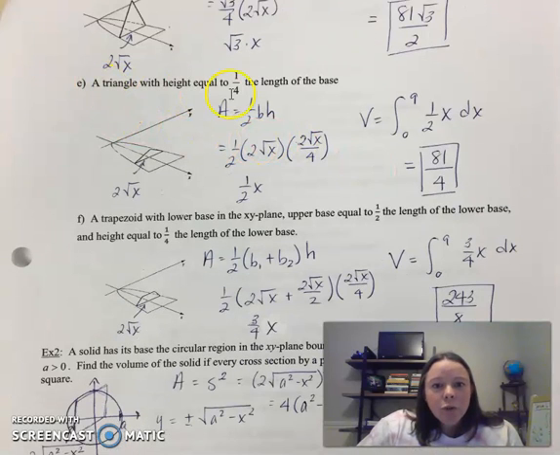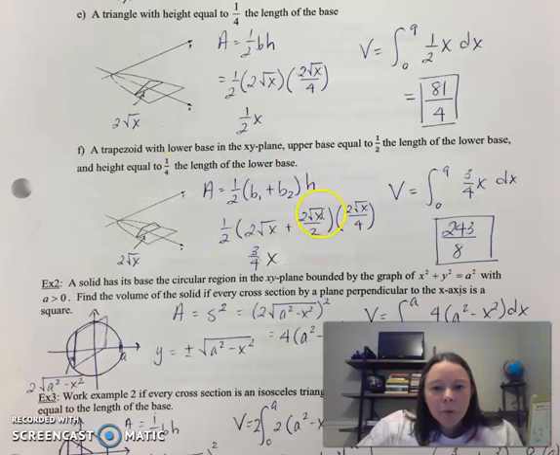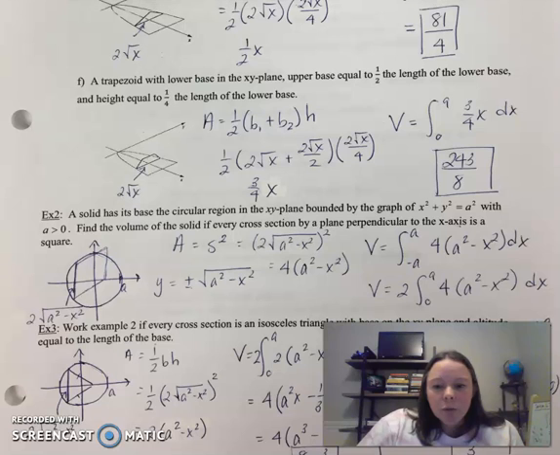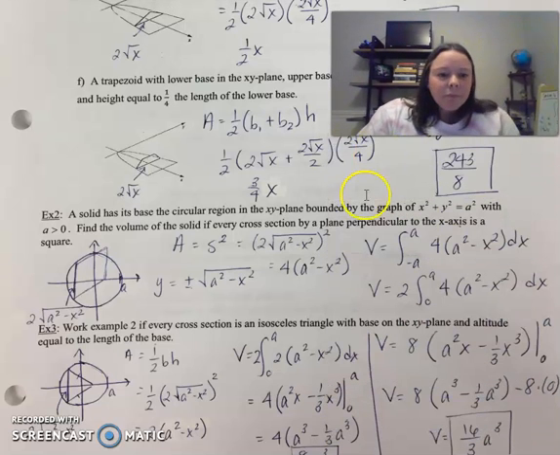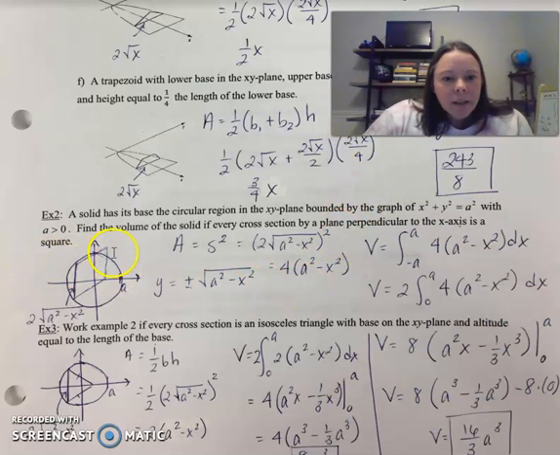All right, here's a triangle with a height of 1/4, length of the base, and so forth. And then here's a trapezoid. Okay, so let's look into 2 other examples here. So it says a solid has its base a circular region in the xy plane bounded by, here's our circle here, with a greater than 0. Find the volume of the solid if every cross section by a plane perpendicular to the x-axis is a square.